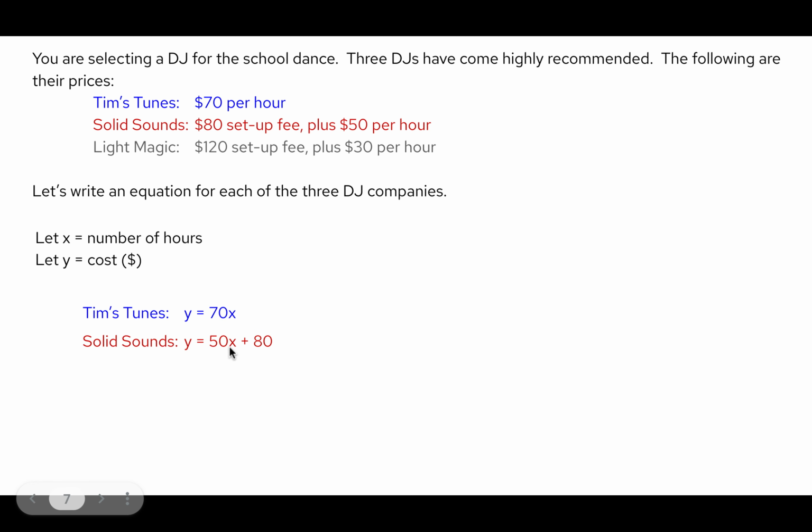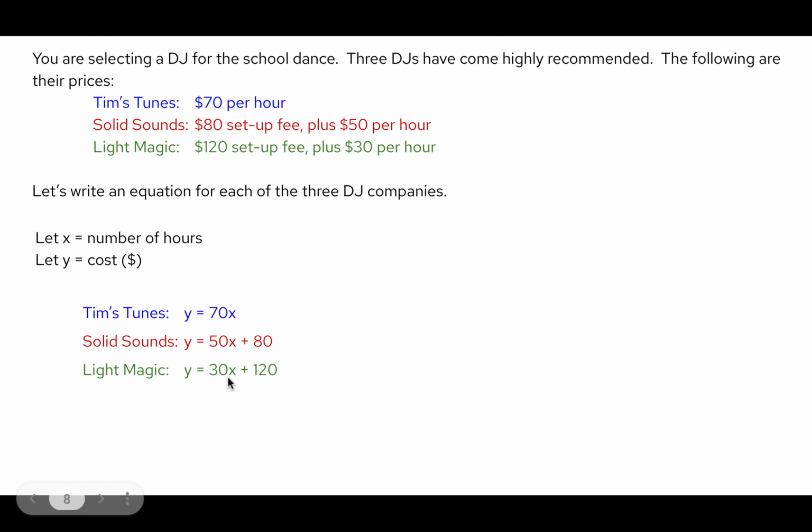Solid Sounds is 50x because it's $50 per hour, but I have to pay $80 for a setup fee, so that's where the plus 80 comes in. And lastly is Light Magic. They're only $30 per hour, so 30 multiplied by x, but they charge $120 to set up, so that's my plus 120.